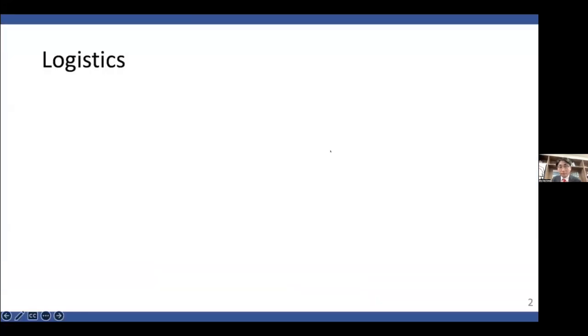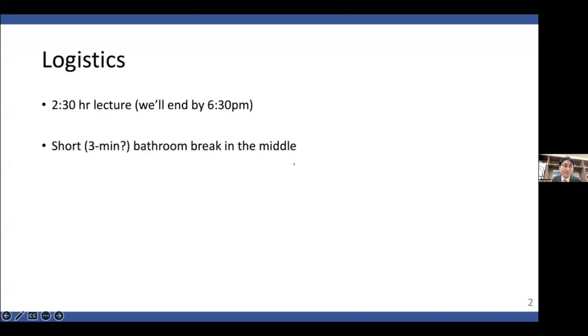Let me start with this simple logistics for today. I will do my best to keep the time, so 2.5 hour lecture, which means that we will end by 6:30. I may not be the best professor at KAIST, but what I do very well in general is to keep the time, so I will try to keep the time. Okay. And in the middle, because 2.5 hours is longer than most of the movies, we will probably have a very short bathroom break, but not a long break, so that we can finish by 6:30, so that we can all go out for dinner early.